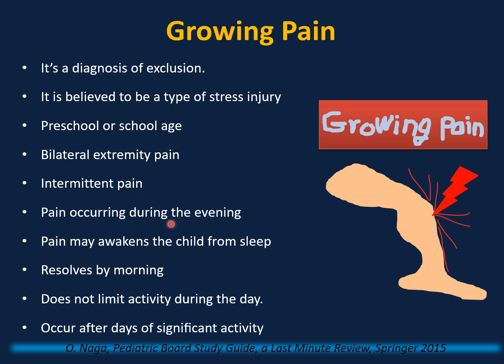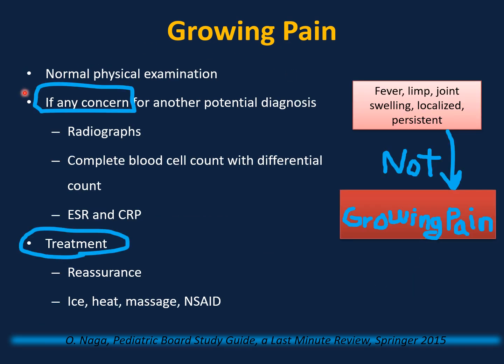Pain occurring during the evening, mostly at night. Pain may awaken the child from sleep and resolve by the morning. Does not limit activity during the day. If it limits activity during the day, it is not a growing pain. Occurs after days of significant activity, most commonly affecting the knee and the lower extremities. In cases of growing pain, physical examination is absolutely normal.